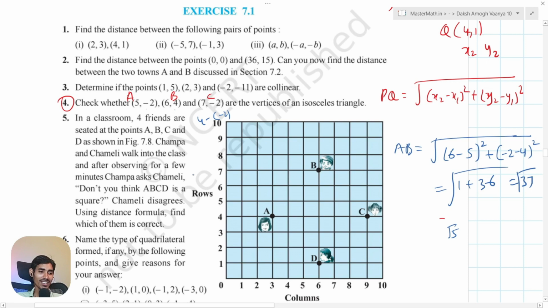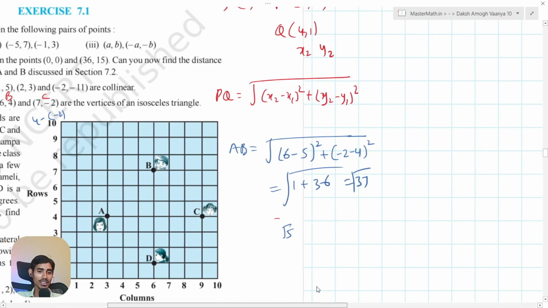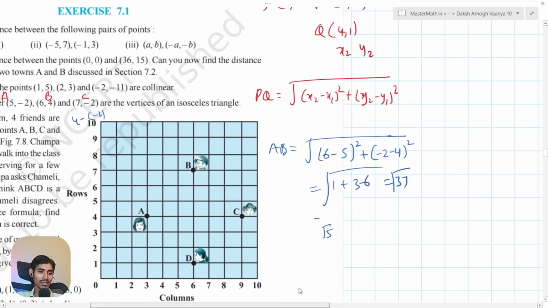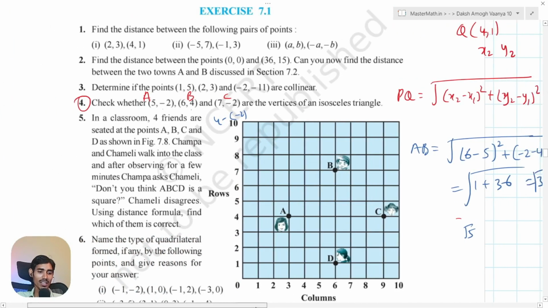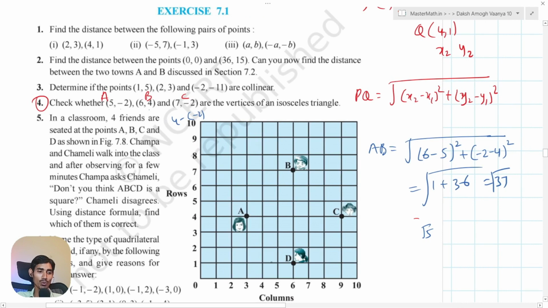Vanya, what did you get? I got root 37 and root 37 for AB and BC, and for CA I got 2. Why didn't you stop us? Daksh answered it wrong. Okay, Daksh, got your mistake? Not yet. It is y2 minus y1, so it would be 4 minus minus 2, not just 4 minus 2. Okay?